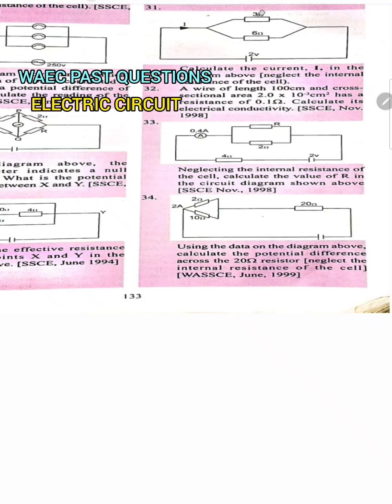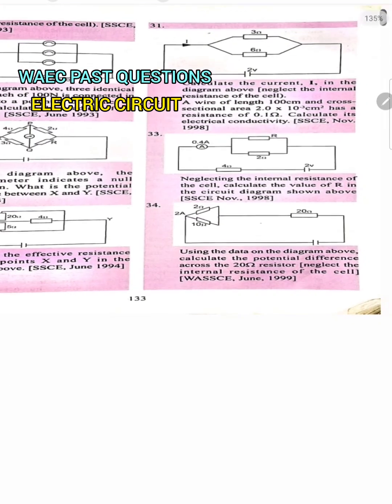In a series connection, the same current flows. But this particular connection here is a circuit connection, so we have the same potential difference across the circuit. Now, what are we asked to calculate? It says calculate the current I in the diagram above. Neglect the internal resistance of the cell. Okay, good, so we are not going to need the internal resistance.